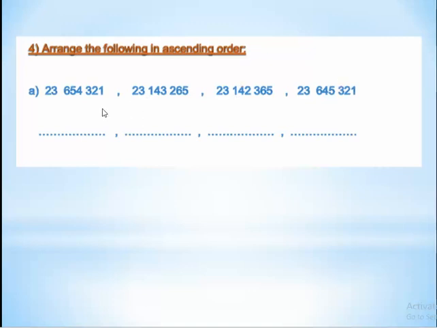So let's see. 1 4 1 4 3 1 4 2. So the smallest one is 23,142,365. So the next one, 23,143,265. Okay, the next one, 23,654 or 645. The smallest is 645. So 23,645,321. Then 23,654,321.